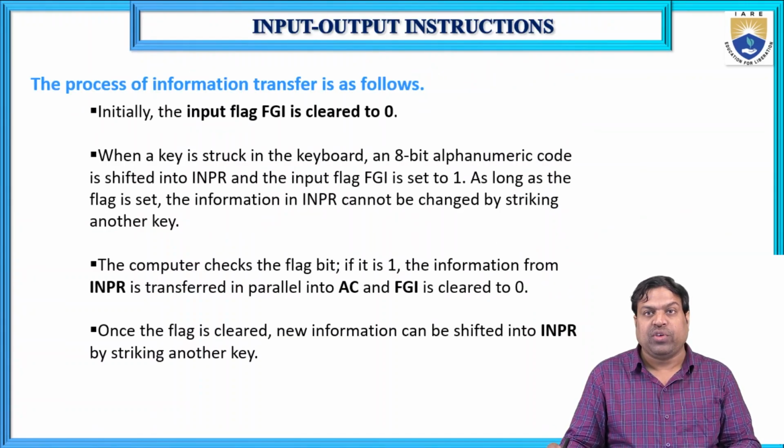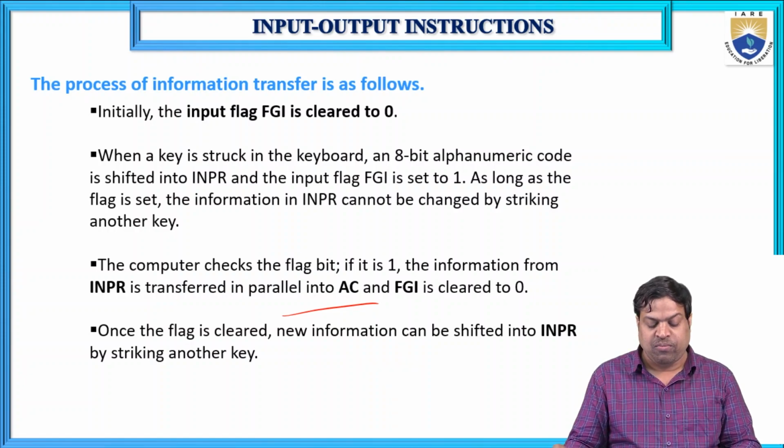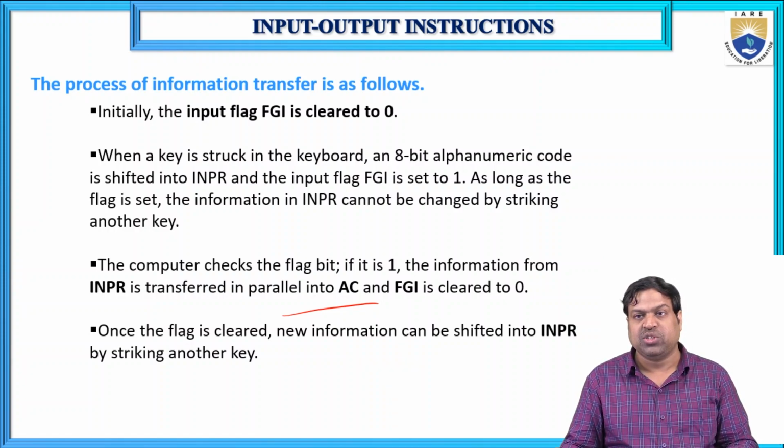So the process of information transfer is as follows. Initially, the input flag FGI is cleared to 0. When a key is struck on the keyboard, an 8-bit alphanumeric code is shifted into INPR, and the input flag FGI is set to 1. As long as the flag is set, the information in INPR cannot be changed by striking another key. The computer checks the flag bit. If it is 1, the information from INPR is transferred in parallel to the accumulator and FGI is cleared to 0. Once the flag is cleared, new information can be shifted into the input register by striking another key.